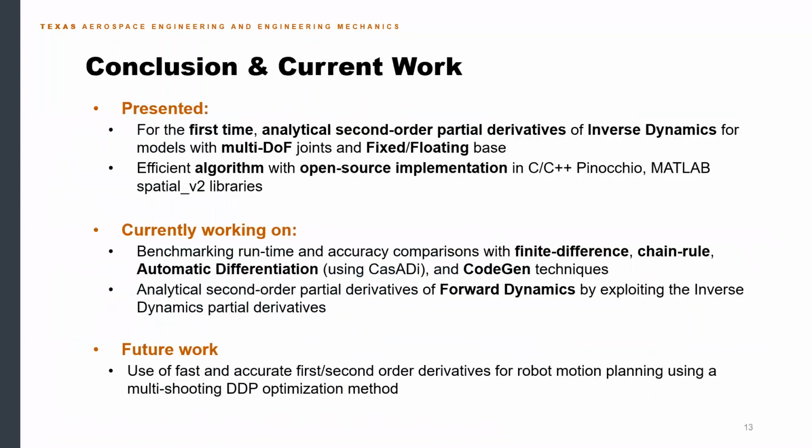In conclusion, we presented for the first time the analytical second order derivatives of inverse dynamics for models with multi-DOF joints and floating base. Currently, we are working on comparing the runtime performance with finite difference, chain rule, auto diff approach in C++, and code generation techniques. For future work, we want to implement and try these fast and accurate analytical derivatives in a multi-shooting DDP algorithm for motion planning and robots.